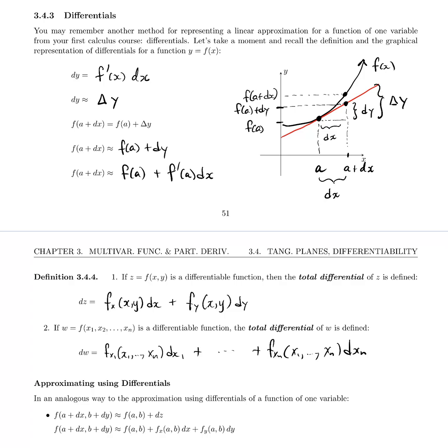Approximating differentials, we're going to use exactly this same idea that we did for a function of a single variable, for two variables. So f of a plus delta x and b plus delta y, that means some distance away from the point a, b, is f of a, b plus dz. That's the analogous statement to here. And if we replace the dz by the definition of the total differential, we get this approximation.